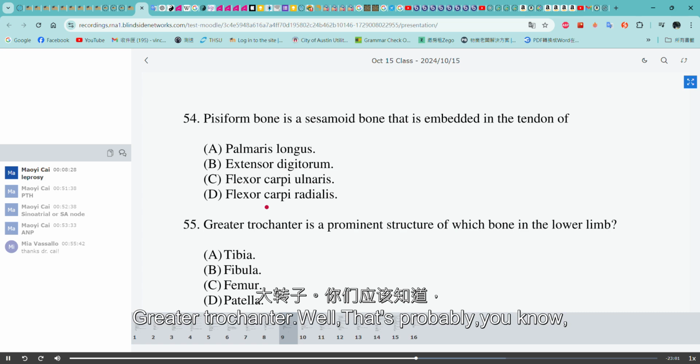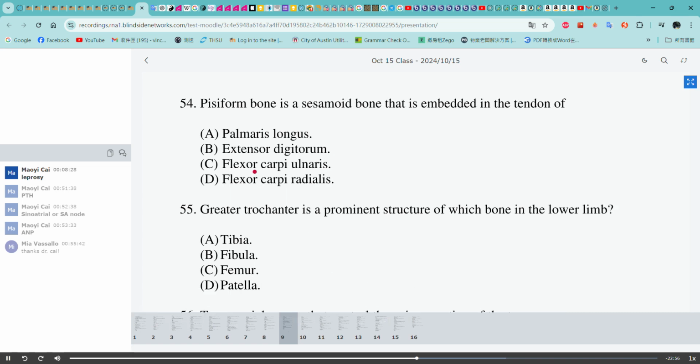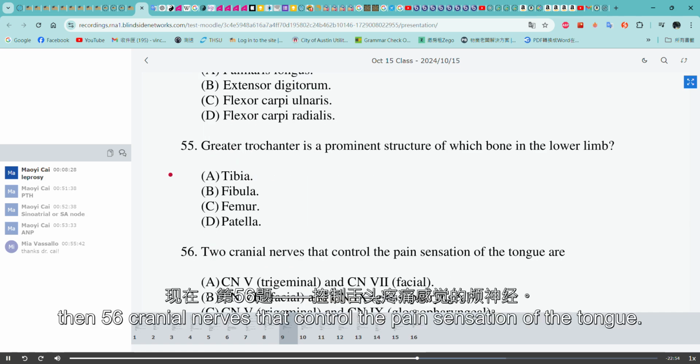Okay, the C. Greater trochanter. Well, that's probably you know that, right? Greater trochanter is what? The femur. Femur, C, also. And then 56.